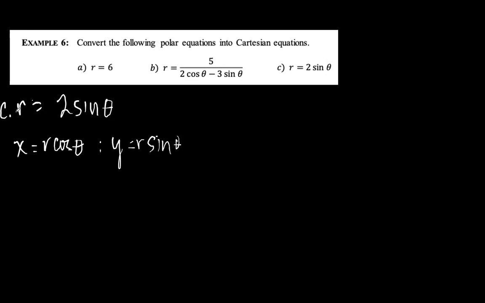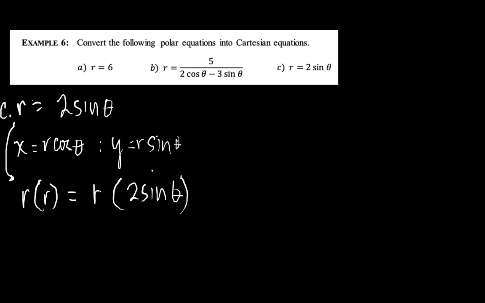However, there's none, and we can't do anything with the r on the left side since we cannot multiply them to express it as one expression, because they are on different sides of the equation. However, there's another way to do that by multiplying both sides by r. So multiplying by r, r times r is equal to r times 2 sine theta.